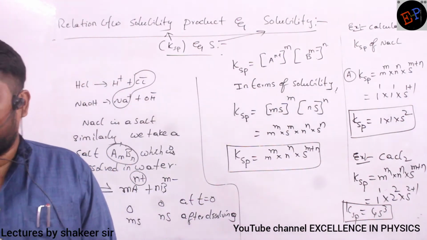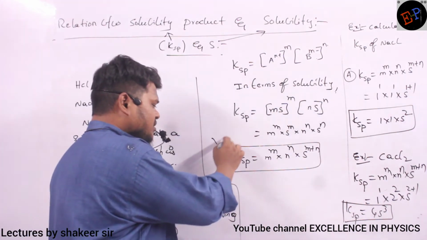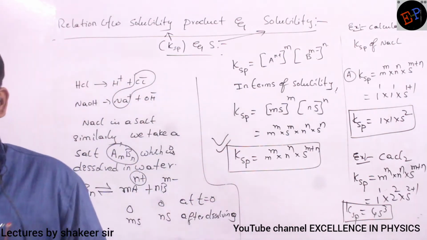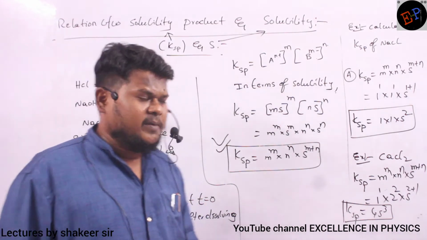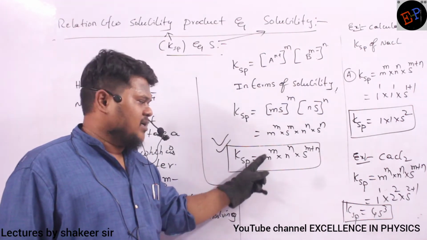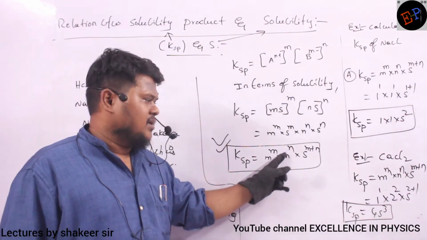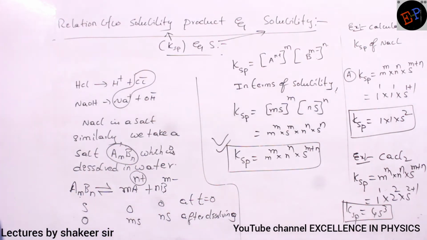Are you able to understand how we are calculating? If you don't understand all this, no problem. Just remember this equation: Ksp is equal to m to the power m, multiplied by n to the power n, multiplied by s to the power of m plus n. Where m indicates the number of ions of the first ion, n the number of ions of the second ion, and s is raised to the power of the sum of both ions. That's it. Clear? Right.